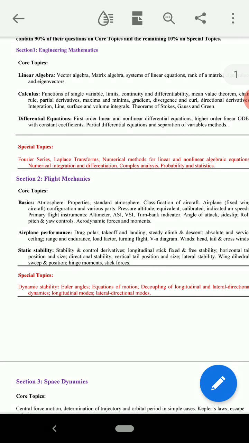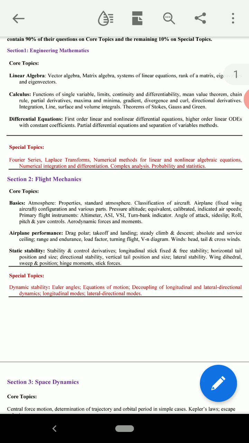So we will move to the special topics for the engineering mathematics section. Fourier series, Laplace transforms, numerical methods for linear and nonlinear algebraic equations, numerical integration and differentiation, complex analysis, probability and statistics. The next section of the GATE aerospace engineering paper is flight mechanics.